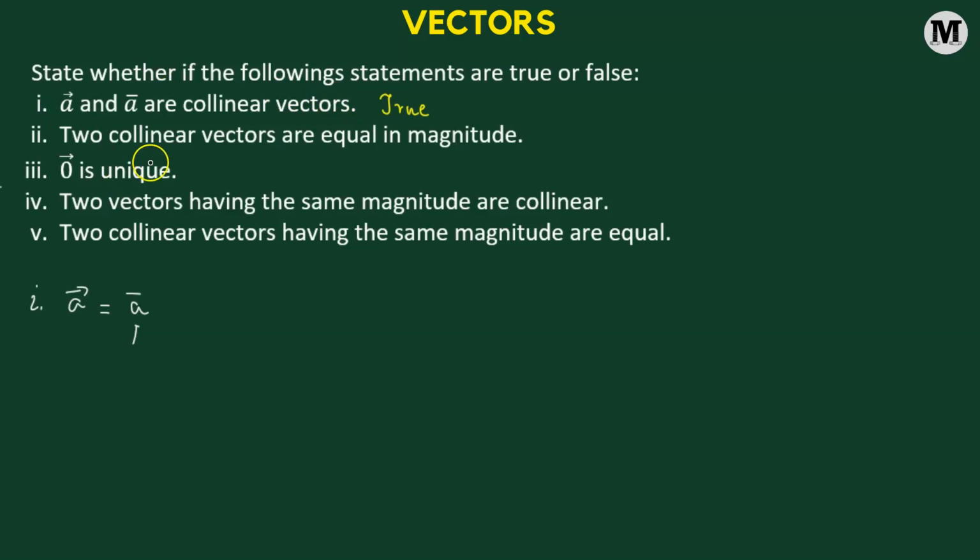Coming to the second one, two collinear vectors are equal in magnitude. Now, is this a true statement? Collinearity only says something about the parallel support. So let's say we have a vector A, and I'm going to consider another vector B, slightly longer than A, which means that the magnitudes of the two vectors are different from each other. However, they're both pointing in the same direction. Since they're both pointing in the same direction, we can pick the vector A and place it on top of the vector B. So let's do that. We are simply displacing vector A.